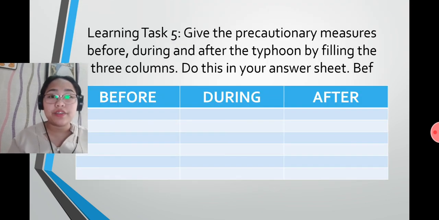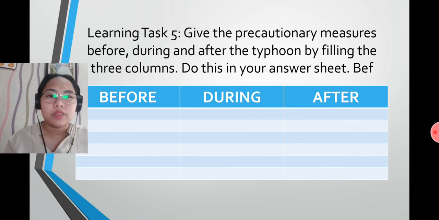Okay, so after watching the videos, you are going to accomplish the table from learning task number 5. You're going to write down the things to do before, during, and after the typhoon in each column. So do this in your answer sheet, okay? Is there any question for this learning task number 5? After watching the video, you are going to write your observations before, during, and after the typhoon. You can refer to the video watched earlier. Okay, so you're going to do this in your answer sheet.